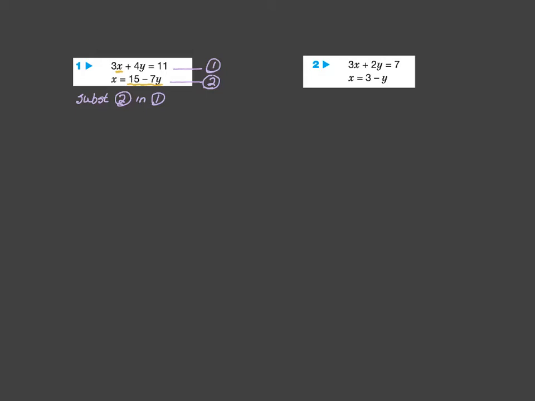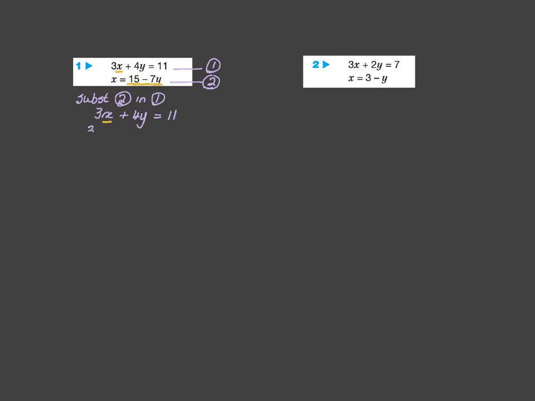And then just a reminder, why do we write out what we are doing? Well, this work can be confusing for anyone to read. And so you are telling whoever's reading your work what you are doing. So we write down equation 1, 3x plus 4y is equal to 11. And in place of x here, we are going to substitute 15 minus 7y.